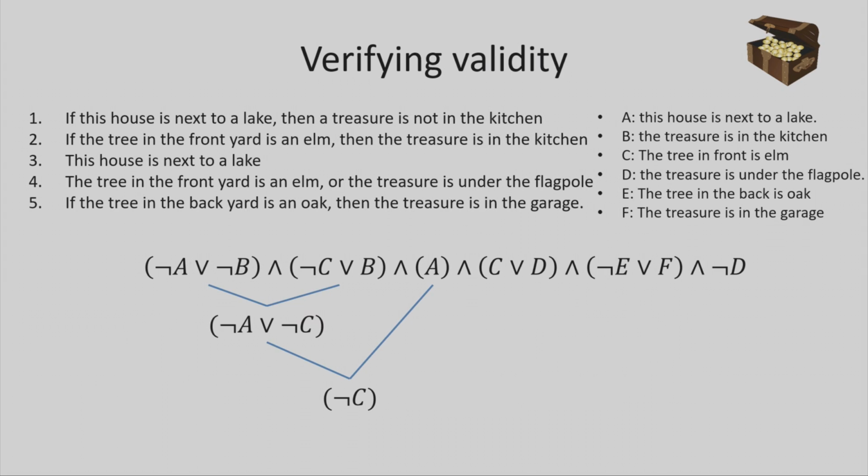Let's say now we go and use that clause that just contains A, and together with what we just derived, we can get not C. Separately, we could use the negation of our conclusion together with the clause C or D. By the way, here C and D stand for "the tree in front is an elm" and "the treasure is under the flagpole." They are not variables like we had before, which mean the whole clauses. They just mean one thing. So C or D, together with not D, will give us C. And finally, we derive not C, we derive C, so we can derive false.